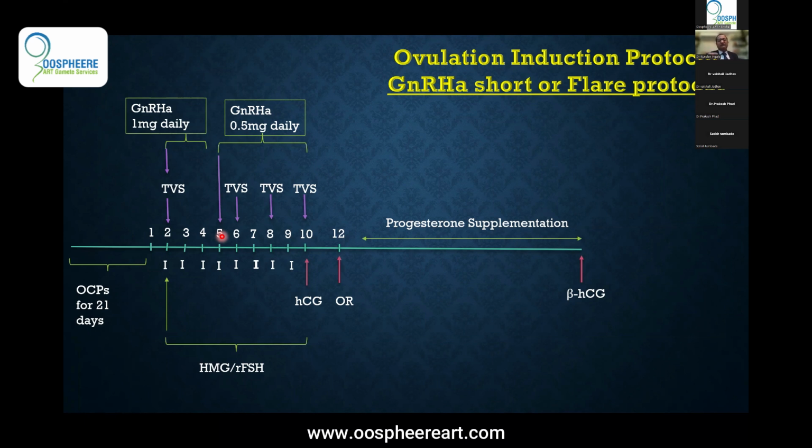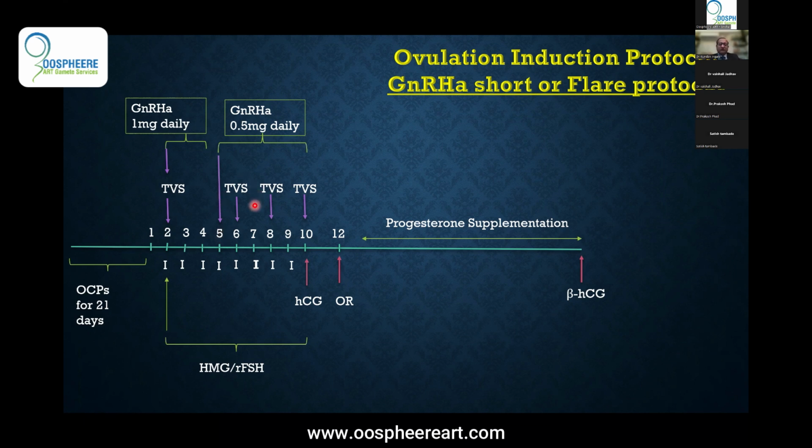Now the purpose of 1 milligram is to give a slightly higher dose so that the pituitary will release all the FSH and LH, and it will help us to recruit more follicles because of the endogenous FSH as well as exogenous FSH. So you'll have a better recruitment. This was the concept of the GnRH agonist short protocol.